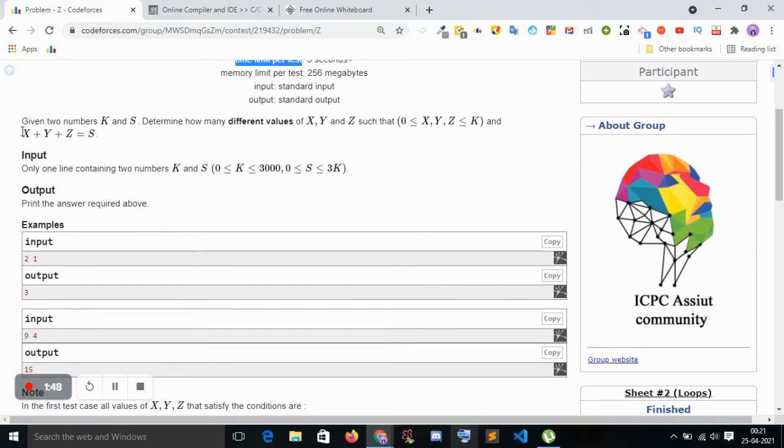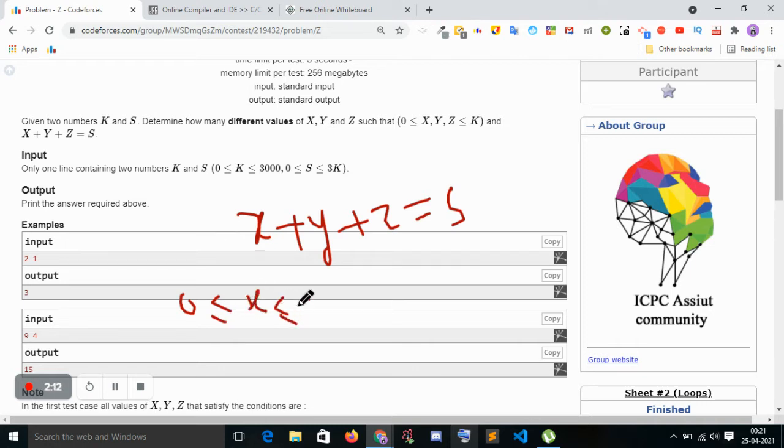So what is the brute force approach? I know that x plus y plus z equals s. So what is the limit of x? It should be 0 to s to make this equation satisfied, and similarly for y and similarly for z.